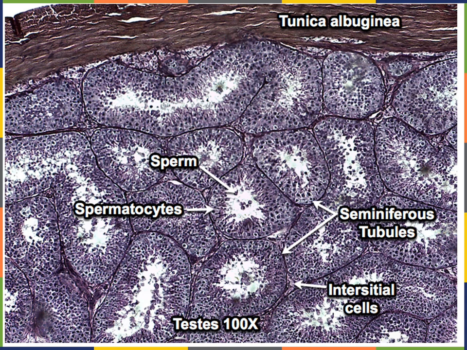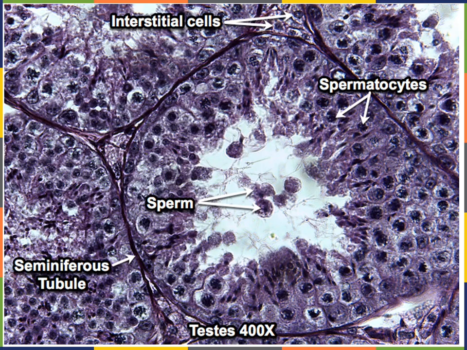Adjacent to the seminiferous tubules, we can see regions where there are interstitial cells. The interstitial cells of Leydig, or Leydig cells, are those cells that produce testosterone. And here we have a higher magnification view of a seminiferous tubule, where we can see the spermatocytes that are going through meiosis to produce spermatids that are released into the lumen to form the sperm or spermatozoa. We can also see the adjacent interstitial cells or Leydig cells that produce testosterone.